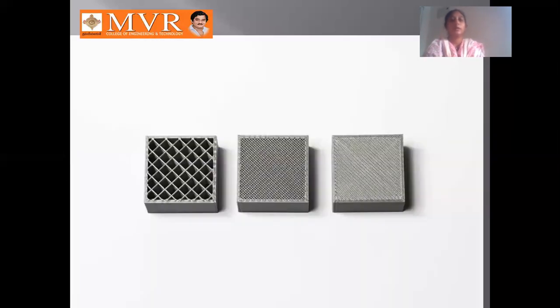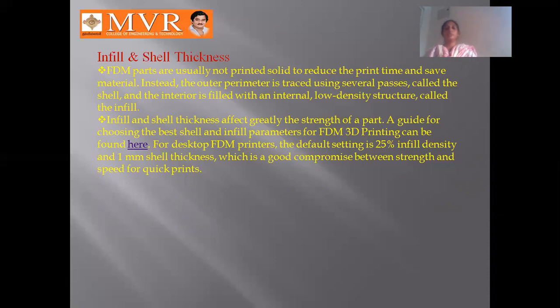Next, infill and shell thickness. FDM parts are usually not printed solid, to reduce the print time and save material. Instead, the outer perimeter is traced using several passes called the shell, and the interior is filled with an internal low density structure called the infill.